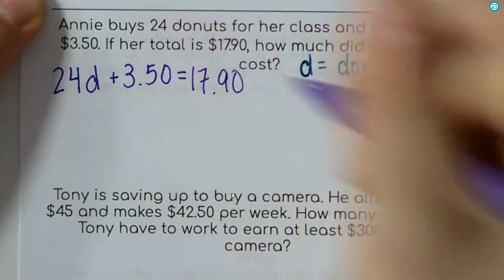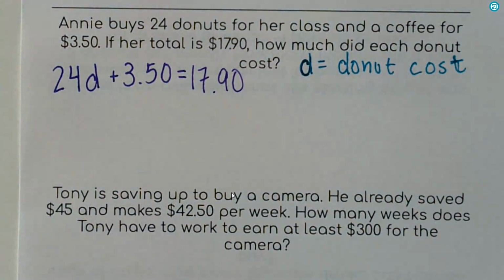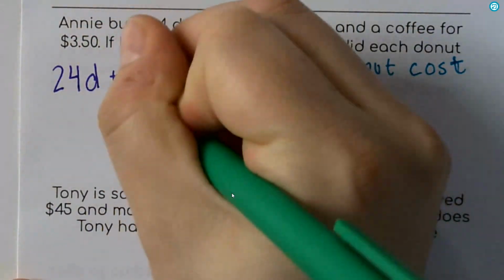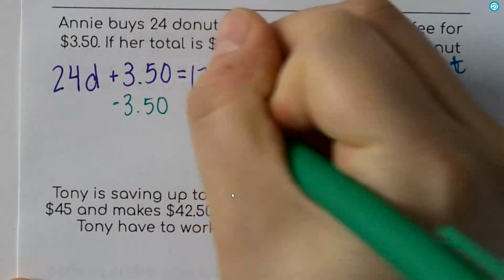$17.90. Alright, so that is our equation: 24 times the cost of each donut plus the $3.50 she spends equals her total of $17.90. We are going to solve this like a regular equation. So I'm going to subtract $3.50 from both sides.